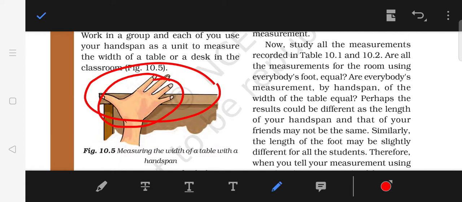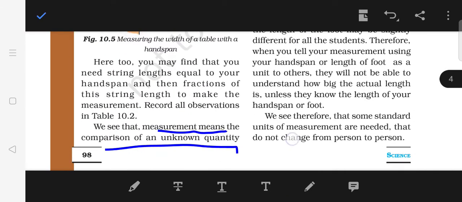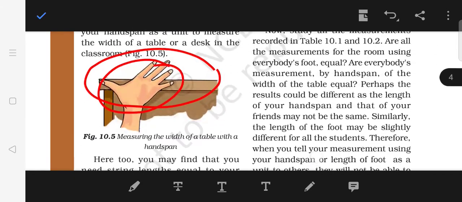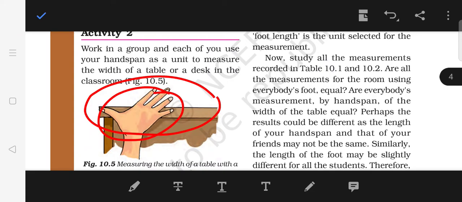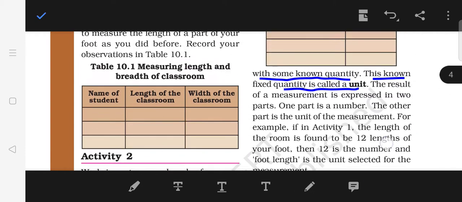So in this way, comparing the length of an unknown quantity with a known quantity is called measurement, and that known quantity is called a unit. So one hand span will give you 1 unit, one hand span 1 unit, two hand spans 2 units. Okay, so in that way you can calculate.